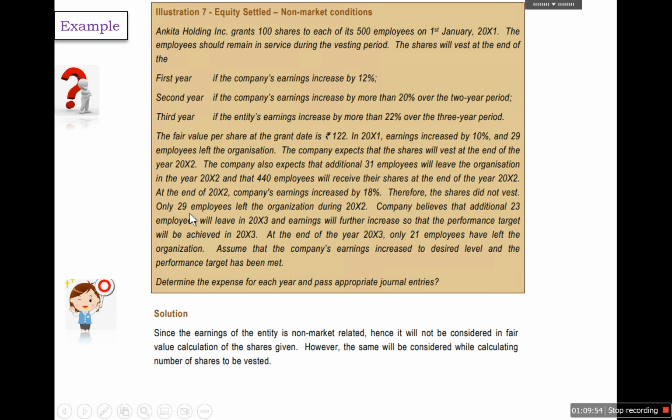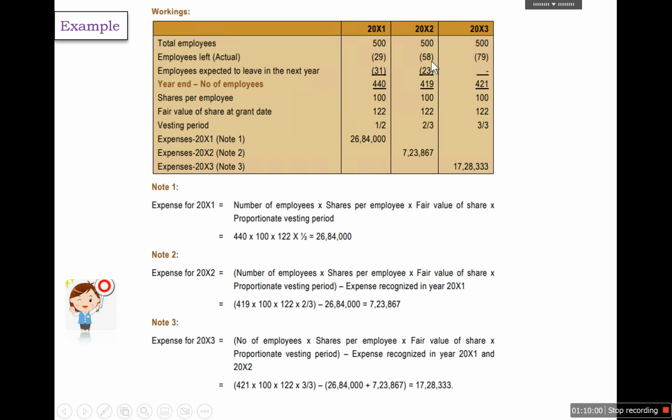Okay, 29 left in X1 and 29 again left in X2. So total 58 have left and 23 they expect will leave in X3. So 419. So share per value is 120 and the fair value at grant date is 120. So we'll expect that two-third will achieve it in 3 years. So vesting period is considered 3 years. So 7,23,000.